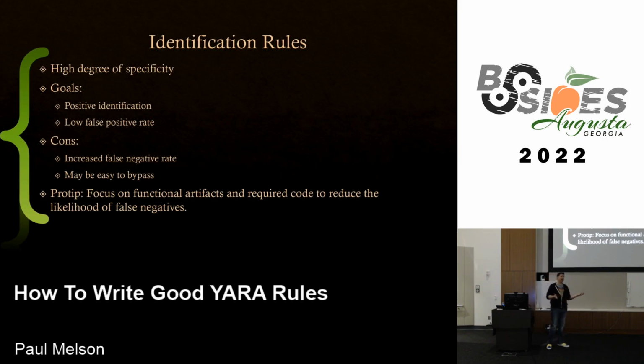The downside of that, though, means that I'm engineering for specificity. I'm going to include tool marks. I'm going to include metadata. I'm going to include functional code in those things that I'm looking for when I'm writing that rule. The downside is there's a chance for a false negative rate. That rule is going to be a little bit brittle. It may also be easy to bypass.